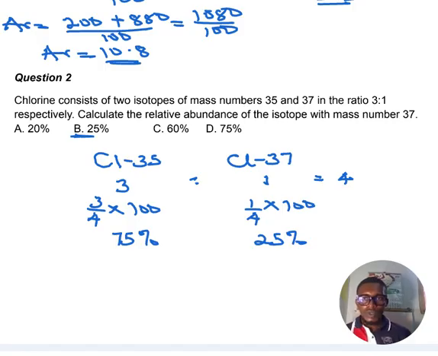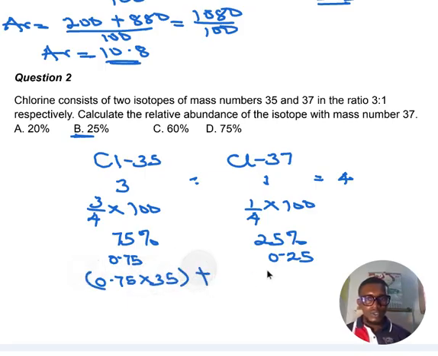So for the chlorine 35, let's just quickly convert their percentage to decimal. So this will give us 0.75. This will give us 0.25. So multiply these decimals with the atomic mass. So we have 0.75 times 35 plus 0.25 times 37.